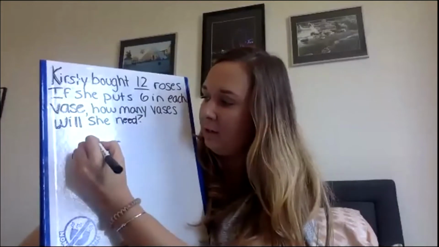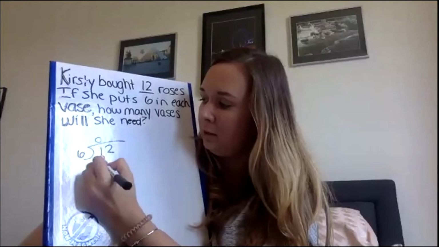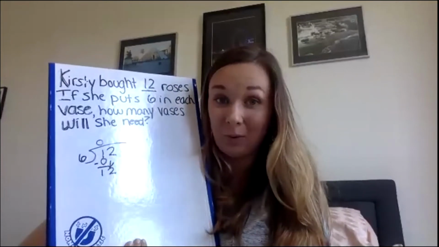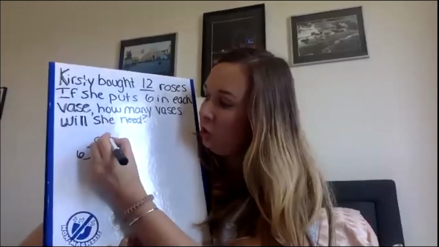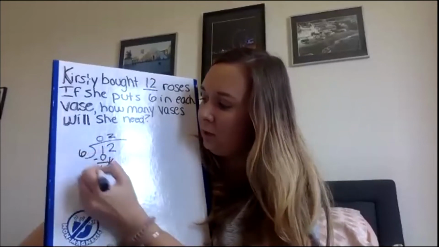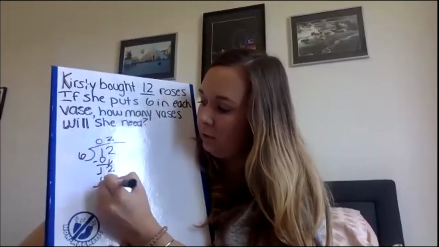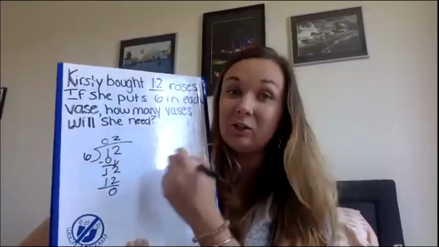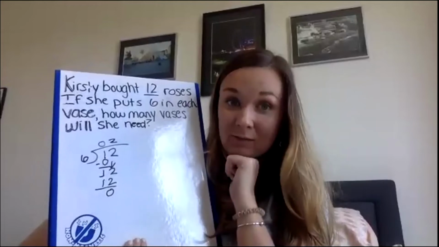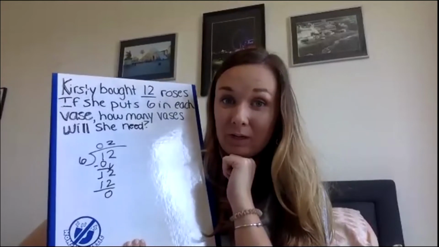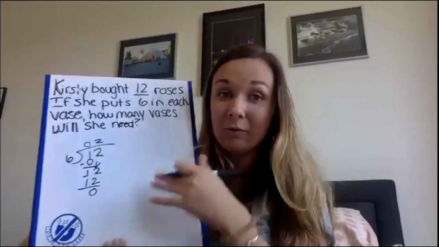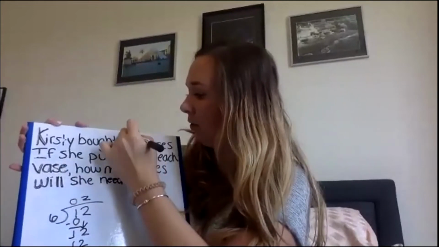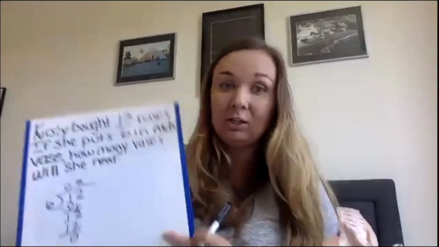6 does not fit into 1. So now I'm asking how many 6s fit into 12? 2 6s. 2 times 6 is 12. Subtracting, get 0. There is no remainder. So Kirsty would need 2 vases if there's 12 flowers and 6 go in a vase. Easy, straightforward. What happens if I change the amount of roses Kirsty has to 13?